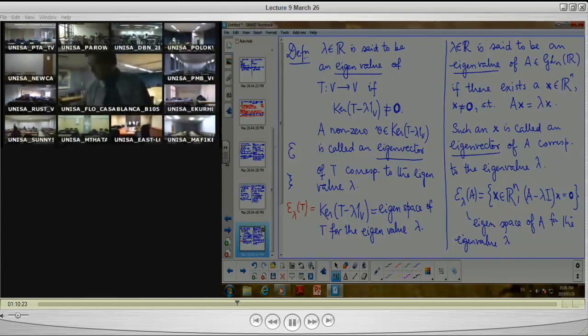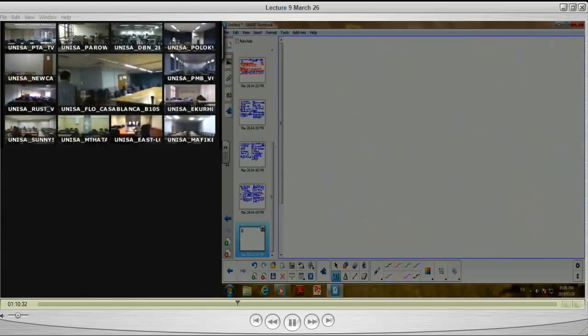So now how do you compute? So we'll go back to matrices. Since we saw this, now we come back to matrices. And so how do you compute the eigenvalues then?